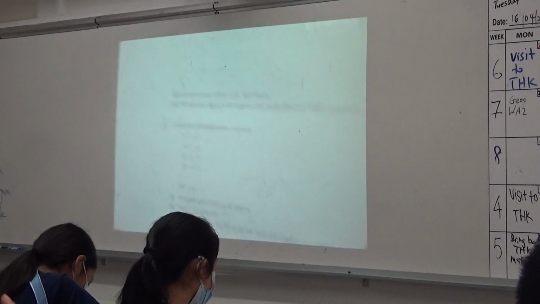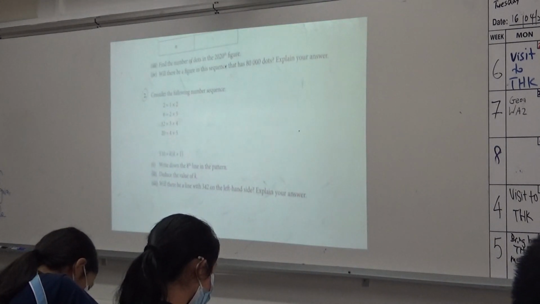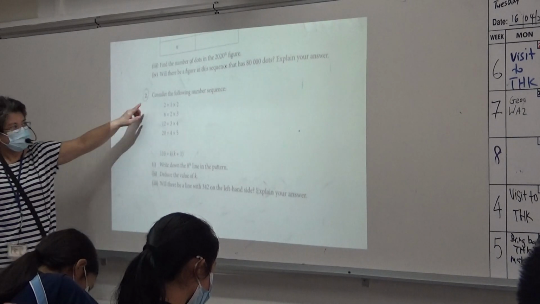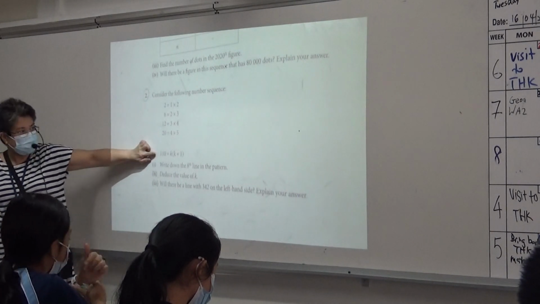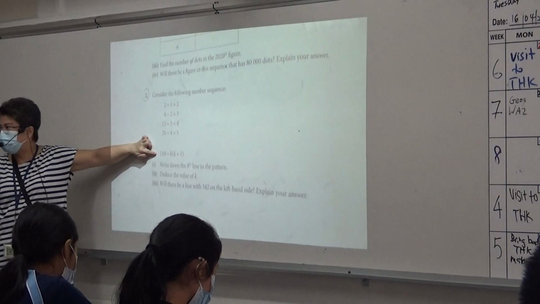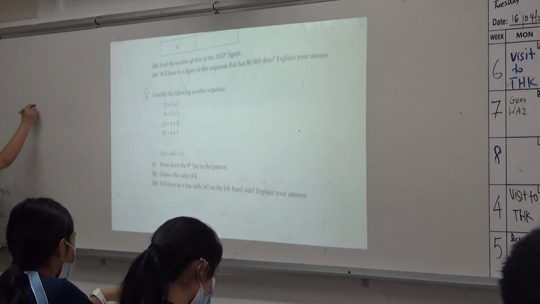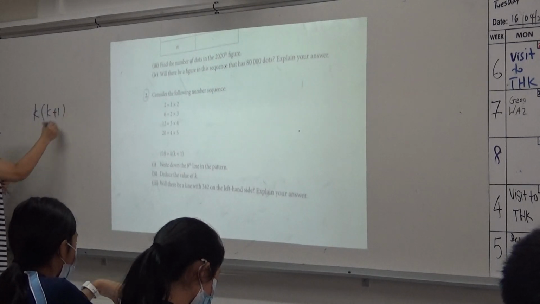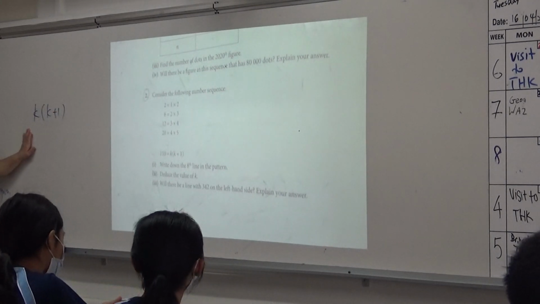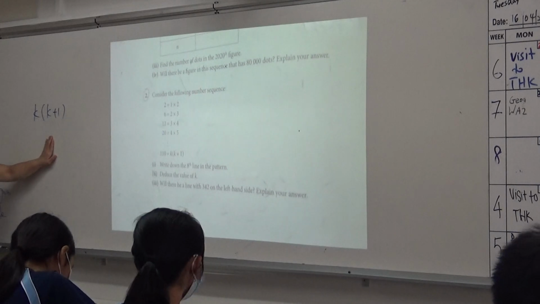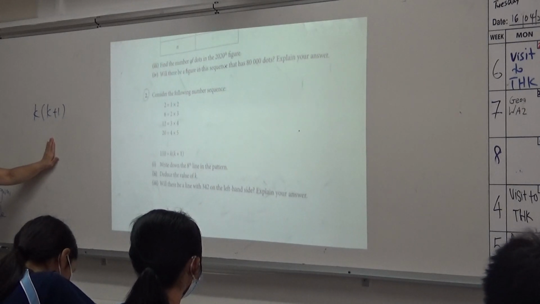Now I'm going on to question number 2. Okay? Let's look at question number 2. Consider the following number sequence. They give you something like that, right? Then they have 10 is k plus 1. Now, what do you mean by k plus 1? That means this is one number, and this will be one number more than this number, correct? I mean, one more than the previous number, correct?